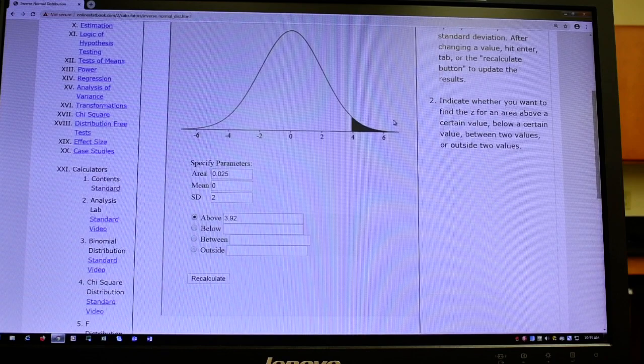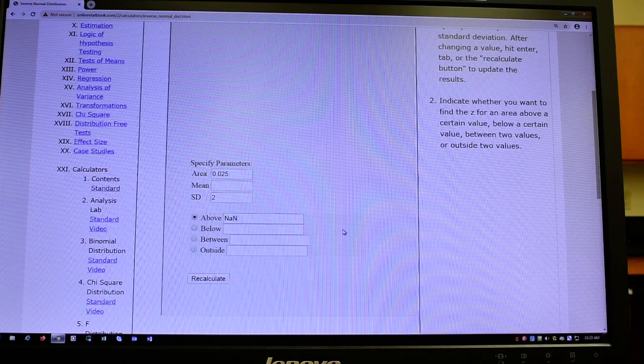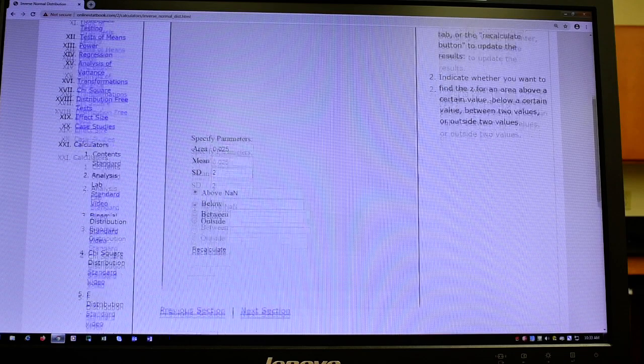How much area is over there? Well, we'll have to keep this score. So we're going to need that again, but what we're going to need to adjust here is the 2. Actually, we have to go to the normal distribution calculator. So I'm going to save this. Hold on. Whoops. 3.92. We'll just have to remember it.